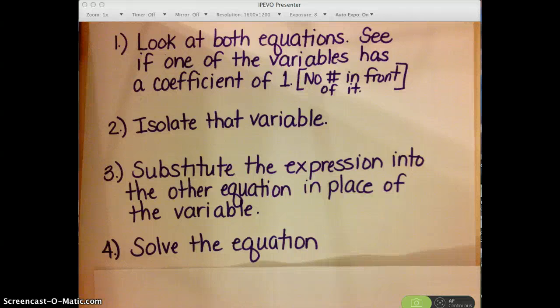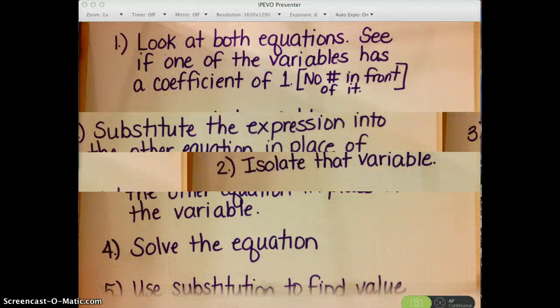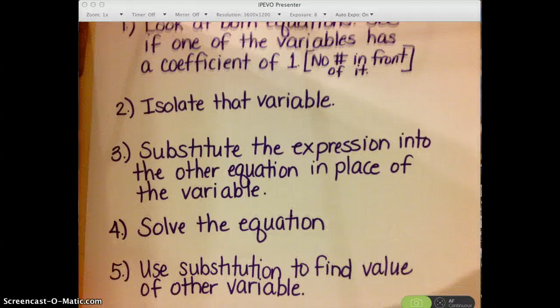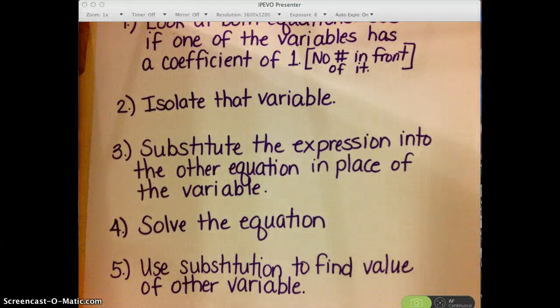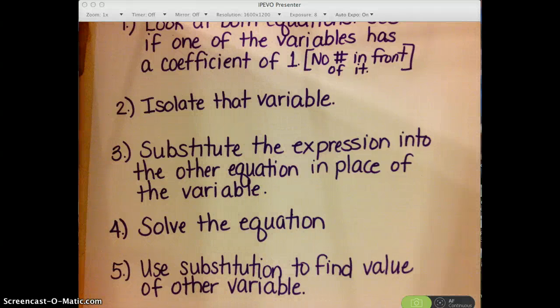Okay, the fourth step is to solve the equation. When we solve the equation, that means that we're trying to find the value of one of the variables. So once again, when you're solving, you're isolating the variable. Okay, and your fifth step is that we're going to use substitution to find the value of the other variable. So in step 4, if we have x equals 3, then we're going to take that x equals 3 and use substitution to find the value of the y. So those are your 5 steps.